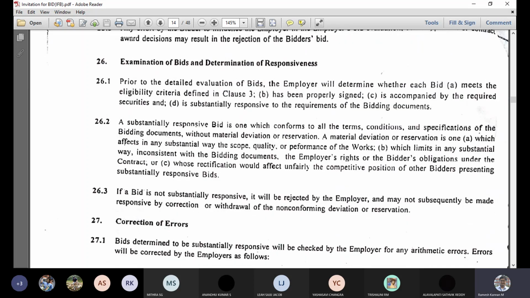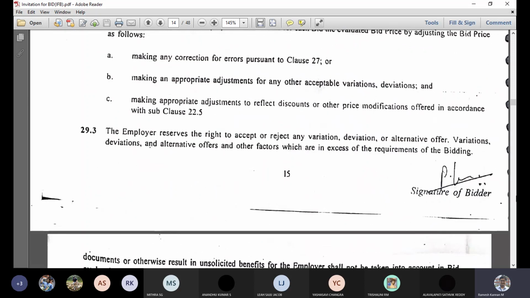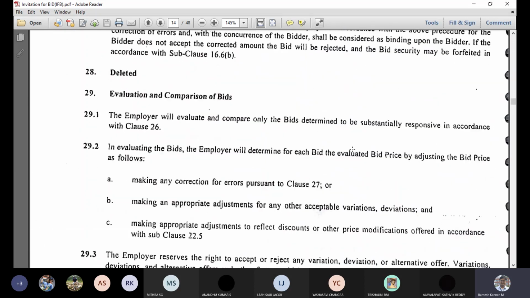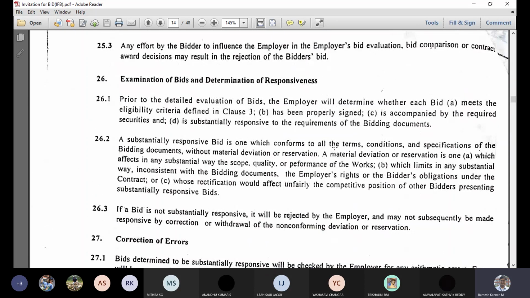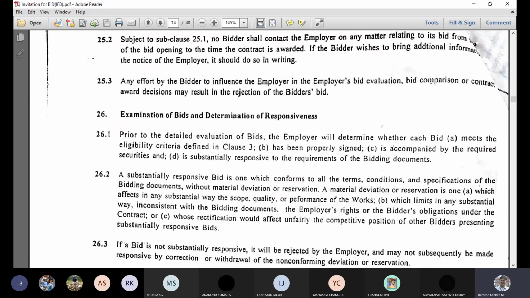And a very important thing is that before the evaluation of the bid, the employer will determine whether each bid meets the eligibility criteria. So, as I told you with the cement example, it's not necessarily the cheapest bid that wins, but it should also have a good specification. And all these things are signed. You can see all pages are signed. Generally, you can see the signature of the bidder. So it's just a legal document, and they say all are signed properly.